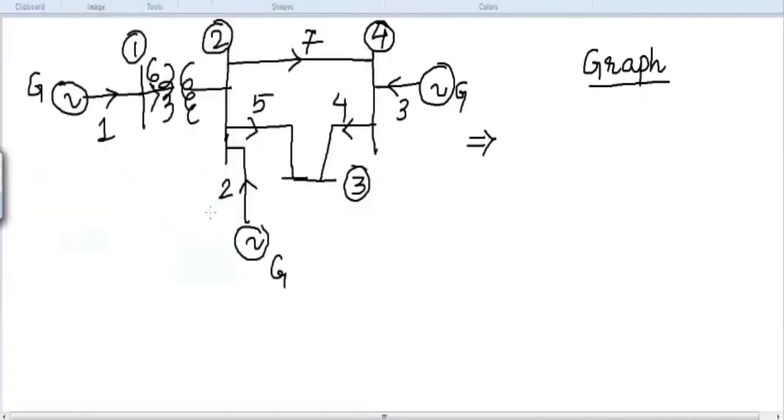So there are a total of 4 buses, and the nodes will be one addition to it, that is the reference node. So physical buses are 4 and one more addition will be there as a reference node. So we will draw our graph in this way.